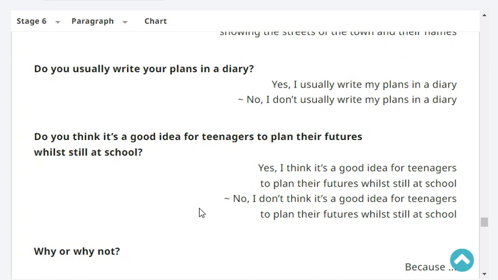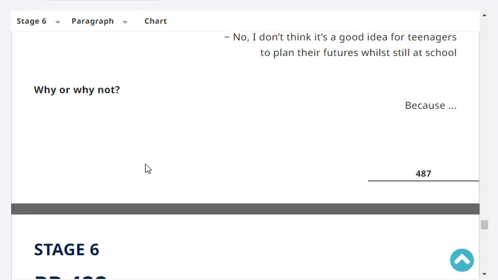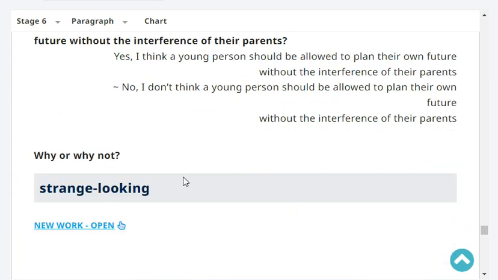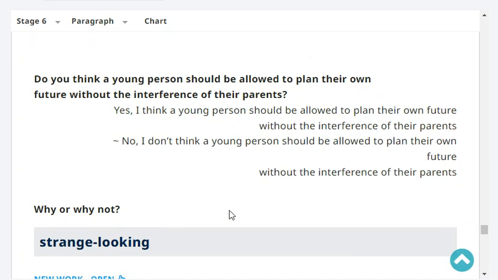Megan, do you think it's a good idea for teenagers to plan their future while still at school? Yes or no? Yes. I think it's a good idea for teenagers to plan their futures while still at school. Why? Because they have more time for planning. Very good.